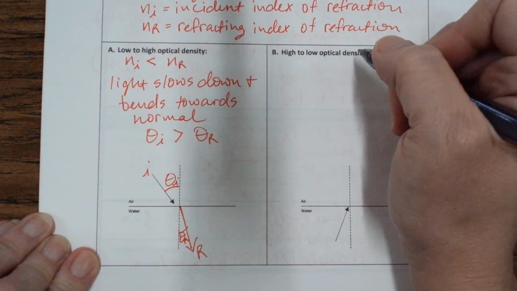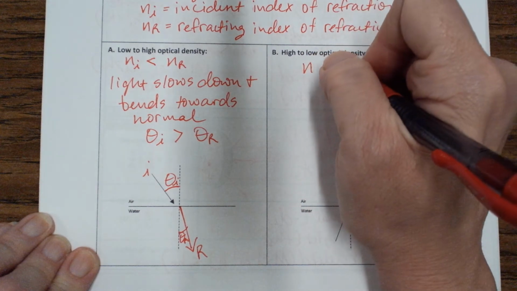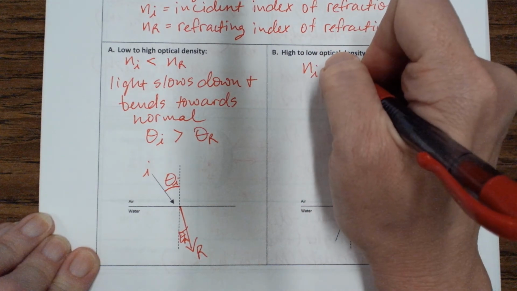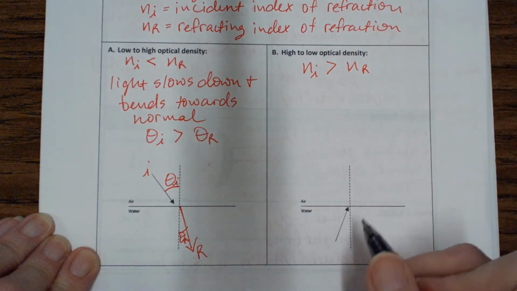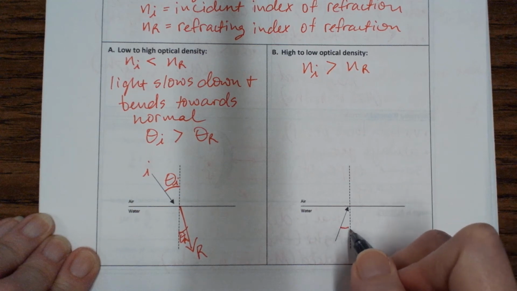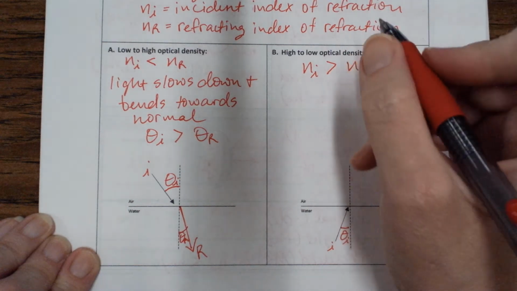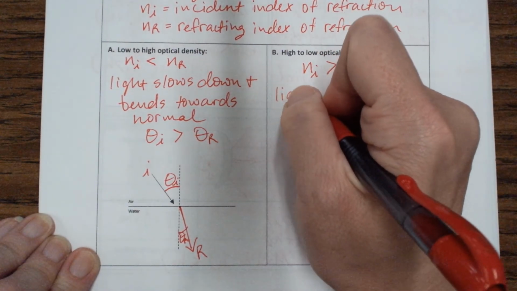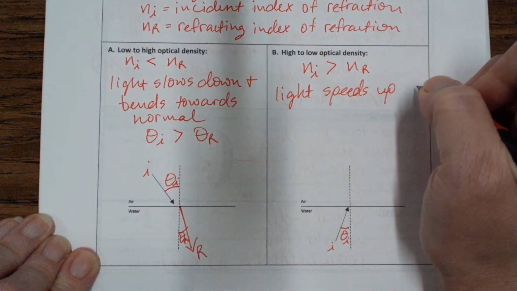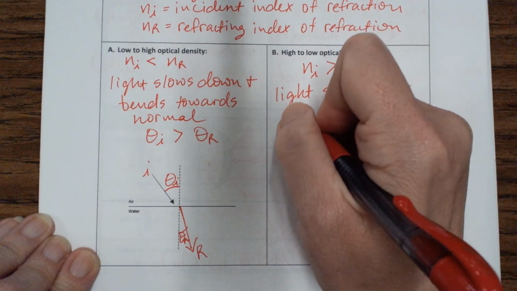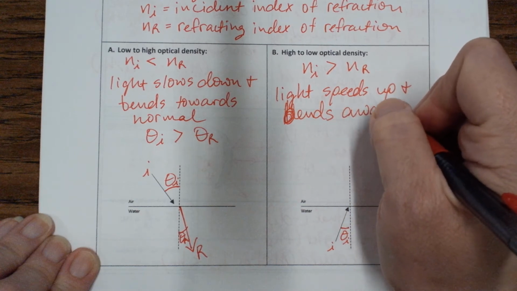If you're going from a higher density to a lower optical density, then the index of refraction for your incident material is going to be greater than the index of refraction for your refracted material. So if I had water here, this is my angle of incidence, and this is my incident ray. What's going to happen here is light speeds up and bends away from the normal.